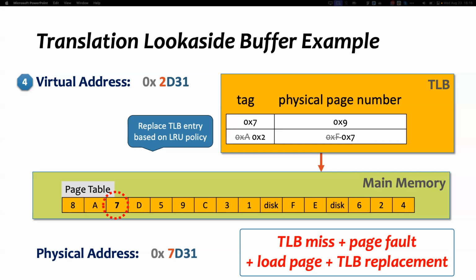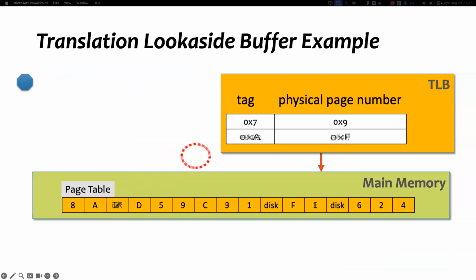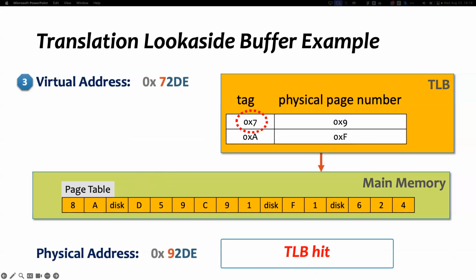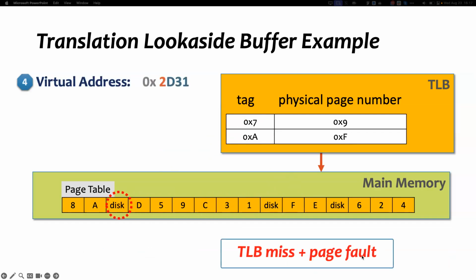All right. So these are all the scenarios that you could encounter for TLB and page table access. We have seen TLB hit, we have seen TLB miss, and we have seen TLB miss together with page fault.